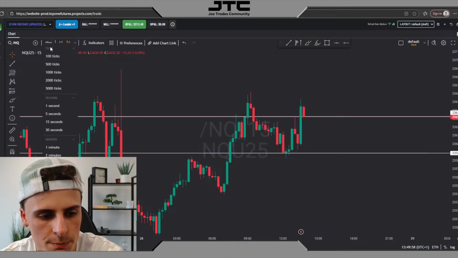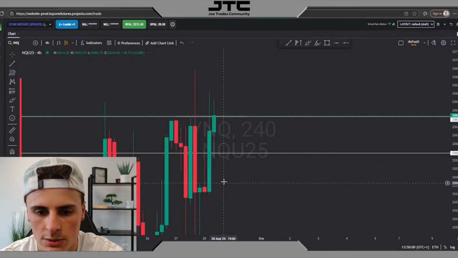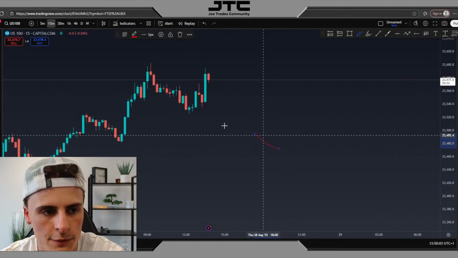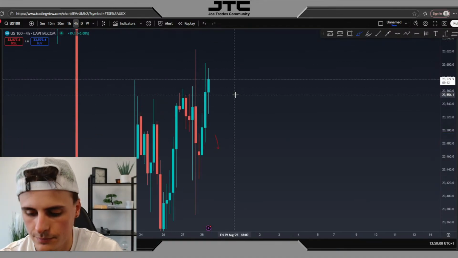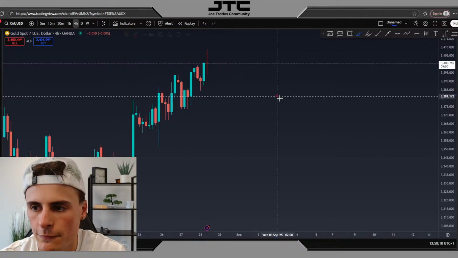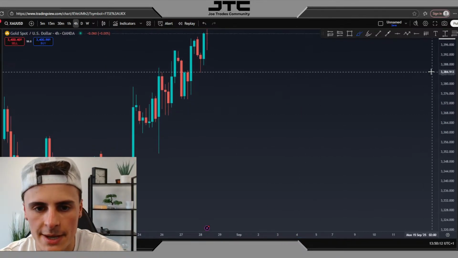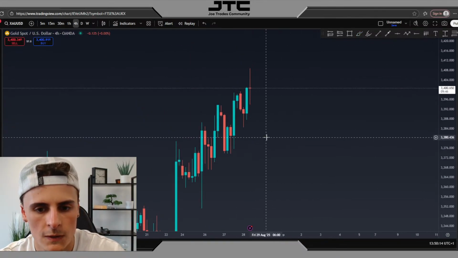Gold retesting 4-hour support. Let's have a look at the 4-hour. Yeah, it is. That's the 4-hour open on gold as well, isn't it? Let me have a look. Yes, we've got the 4-hour closing in 10 minutes on gold.